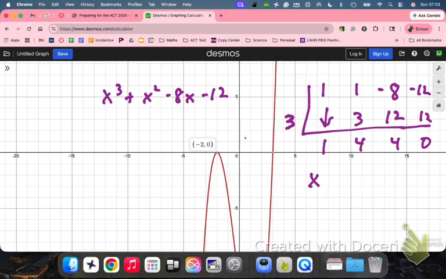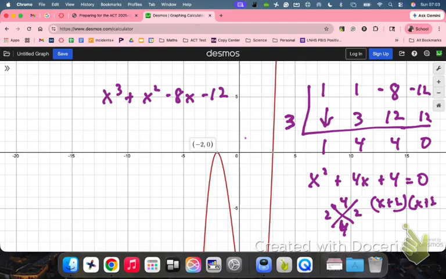What this means is when I divide x cubed plus x squared minus 8x minus 12 by x minus 3, I'm going to get x squared plus 4x plus 4. Now, I may remember how to factor this using my a times c method, 4 on top, and my b method, 4 on the bottom, giving 2 and 2. I'm thinking ahead. And so my factors are going to be x plus 2 times x plus 2, which means my zero would be negative 2.